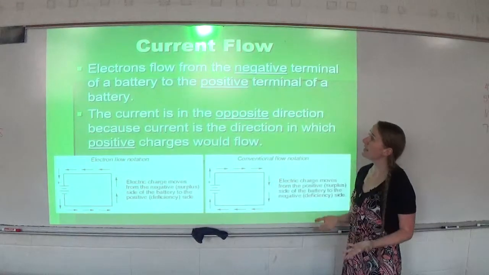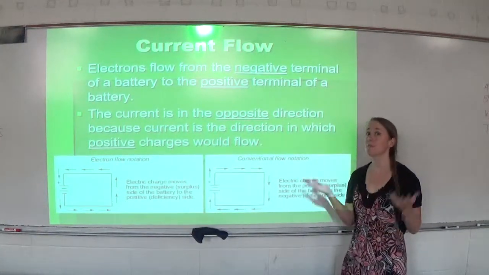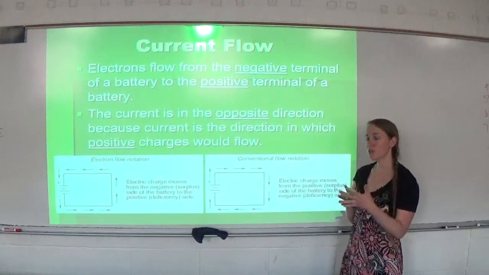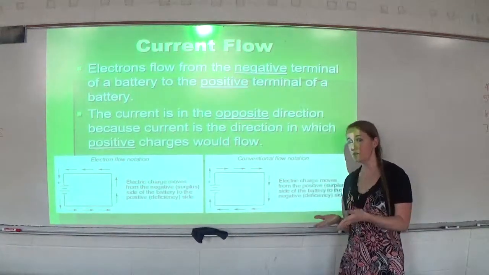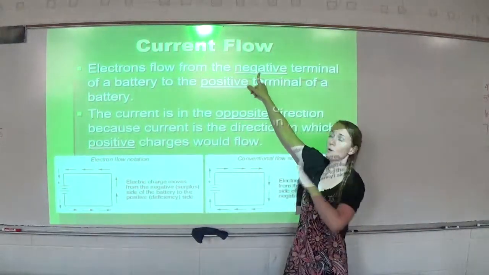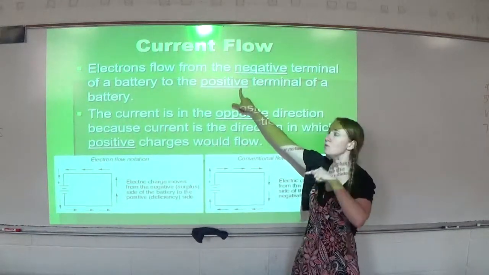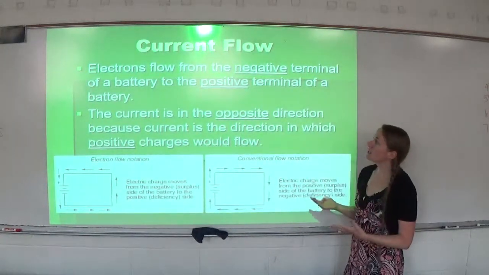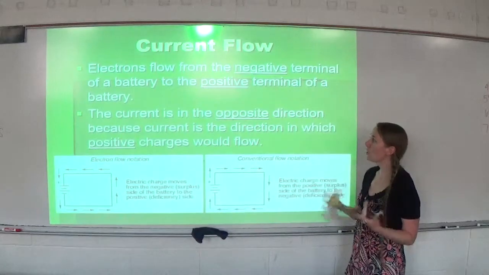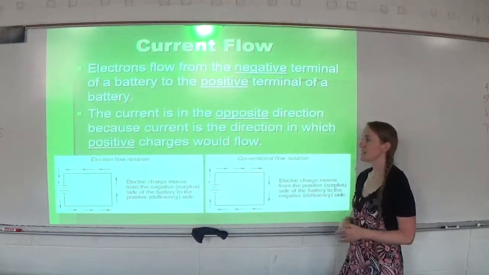Electrons flow from the negative terminal of a battery to the positive terminal of a battery, which makes sense because electrons are negative, so would they want to go toward another negative or toward a positive? Well, remember, like charges repel, so it wants to get away from the negative, and opposite charges attract, so it wants to get to the positive. The current is in the opposite direction because current is the direction in which positive charges would flow. That's where it gets a little tricky.